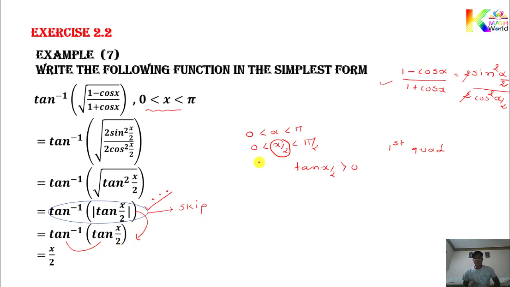Moreover, you can see x by 2 is between 0 to pi by 2. And what is the range for tan inverse? The range for tan inverse is the open interval minus pi by 2 to pi by 2. And right now you have x by 2 in 0 to pi by 2. That already lies in this interval, that's why you can directly write the answer, which is x by 2.